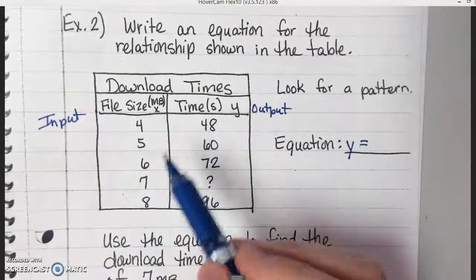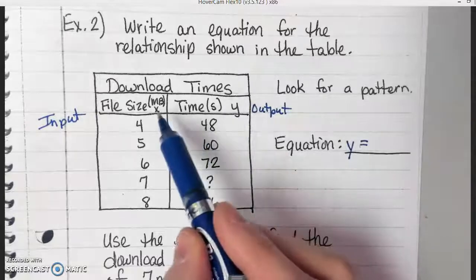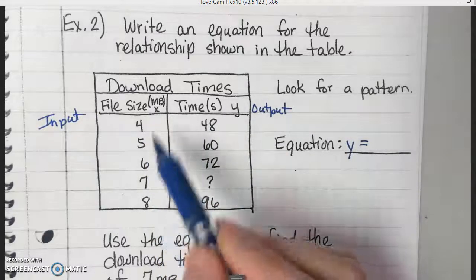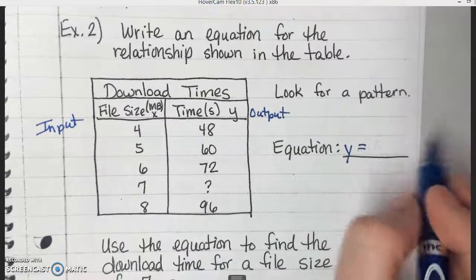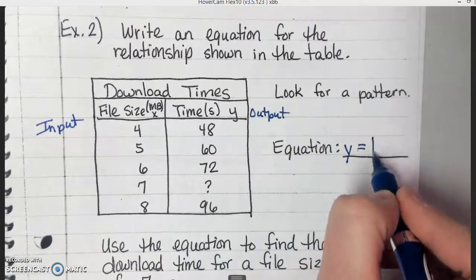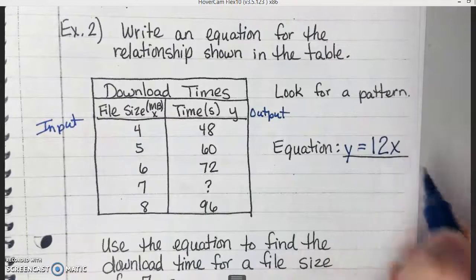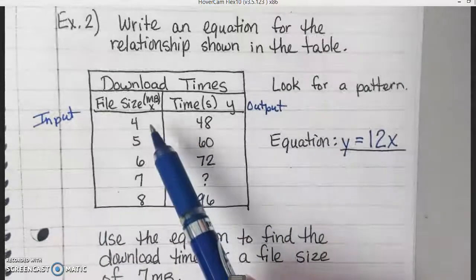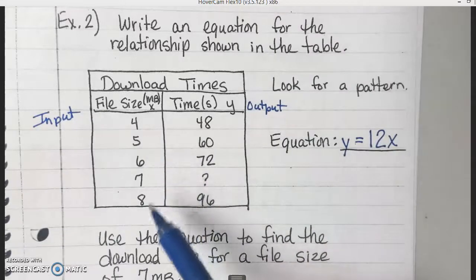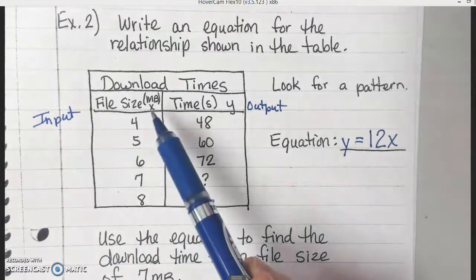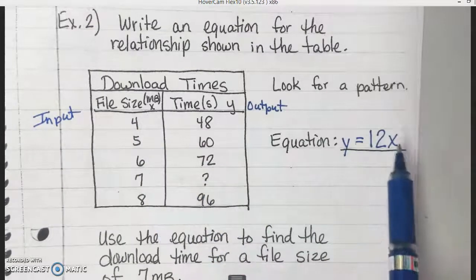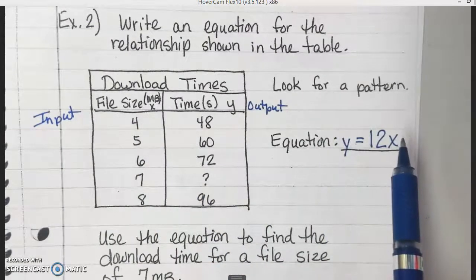Okay, so we're taking 12 and multiplying it by whatever X is, right? No matter what X is. So when we write our equation, we're saying 12 times X, which would be 12x. Do you understand why I didn't put in 4 or 5 or 6, 7 or 8? Because X represents the file size, so it depends on the file size. So this is the equation we use.